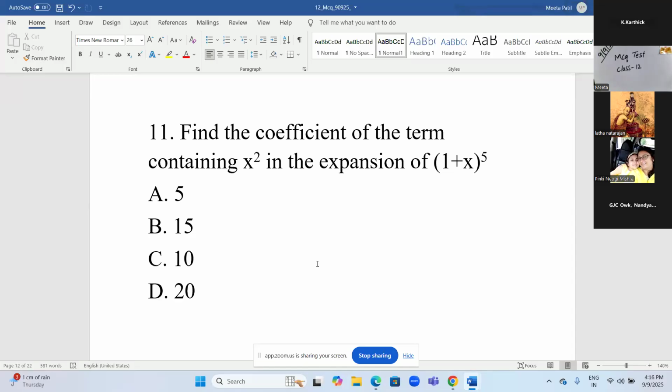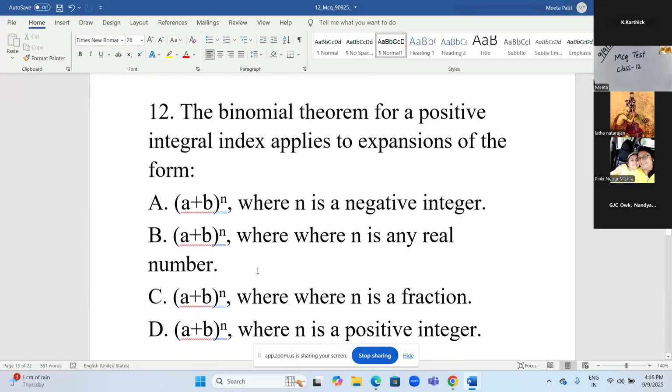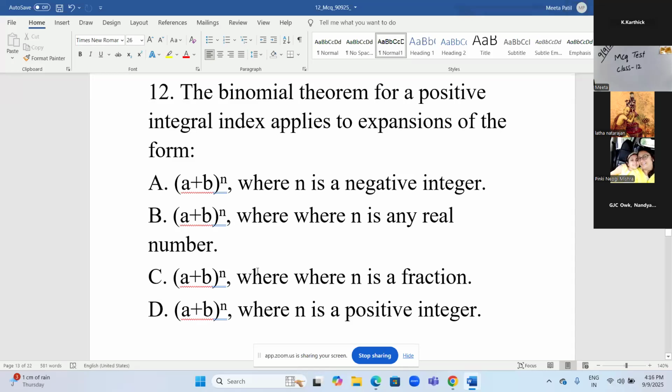Okay, students, we are moving for the next question now. So your 12th question is, the binomial theorem for the positive integral index applies to the expansion of the form (a + b) power n, where n is the negative integer. Option B, (a + b) power n, where n is any real number. Option C, (a + b) power n, where n is a fraction. Option D, (a + b) power n, where n is a positive integer.